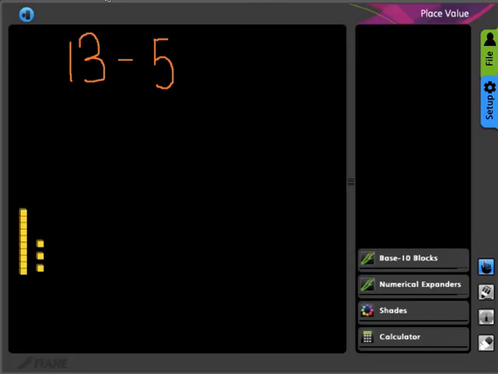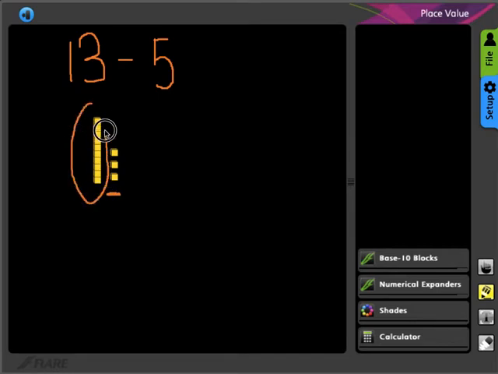So let's try it with blocks for a second. So we have 13 blocks and we want to take away 5. So we in a snap cannot take away 5 blocks because, as you might notice, there's only 3 ones blocks. So we're going to have to decompose or do some trading with this 10 to take away our 5. Okay? So what can we do with this 10 to make it so we can take away 5?